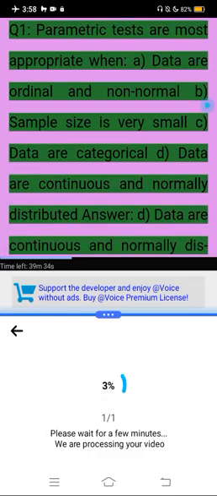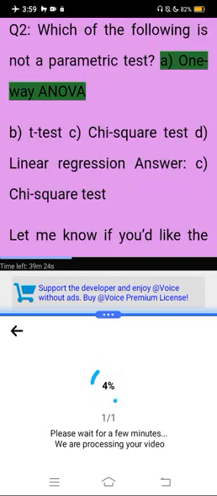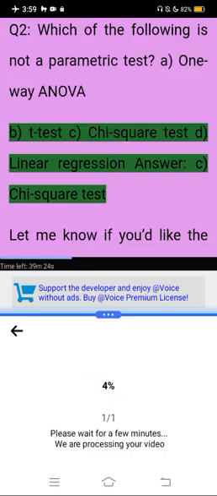Practice MCQs. Q1. Parametric tests are most appropriate when: A. Data are ordinal and non-normal. B. Sample size is very small. C. Data are categorical. D. Data are continuous and normally distributed. Answer: D. Data are continuous and normally distributed. Q2. Which of the following is not a parametric test? A. One-way ANOVA. B. T-test. C. Chi-square test. D. Linear regression. Answer: C. Chi-square test.